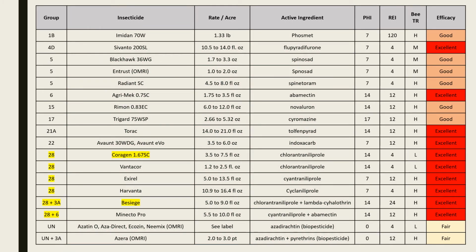So out of all these different types of insecticides that are efficacious against Colorado potato beetles, the ones that we've been using most often have been Coragen and Besiege. They both have chlorantraniliprole, which is part of the diamide class of insecticides. Besiege actually has lambda-cyhalothrin with the chlorantraniliprole, but that has no effect on Colorado potato beetles. These have been excellent in controlling beetles in the past, and we still have good results at the station in our trials.